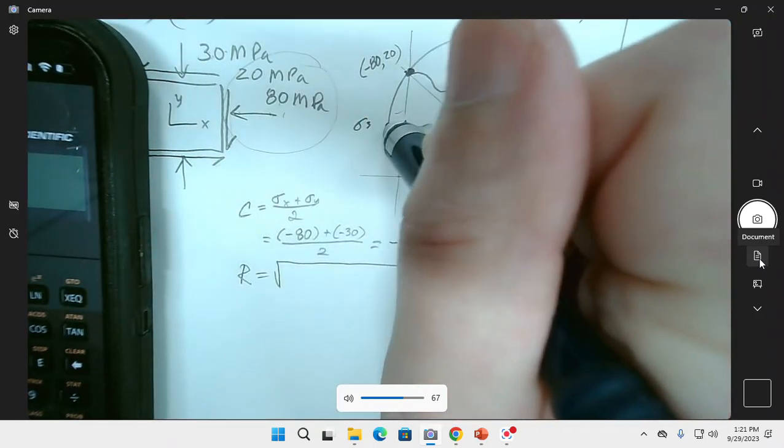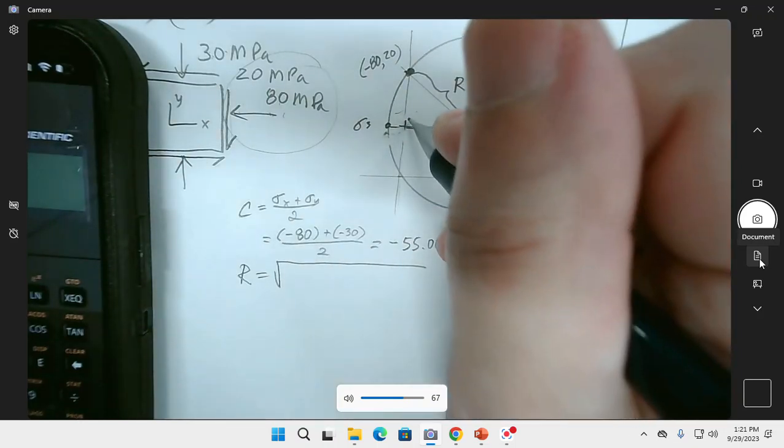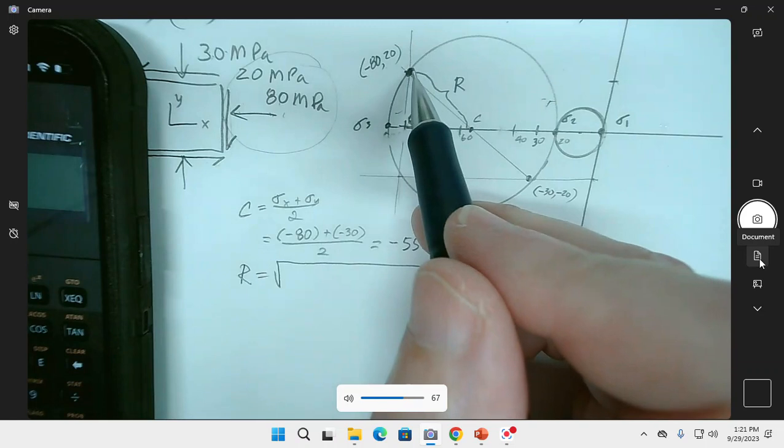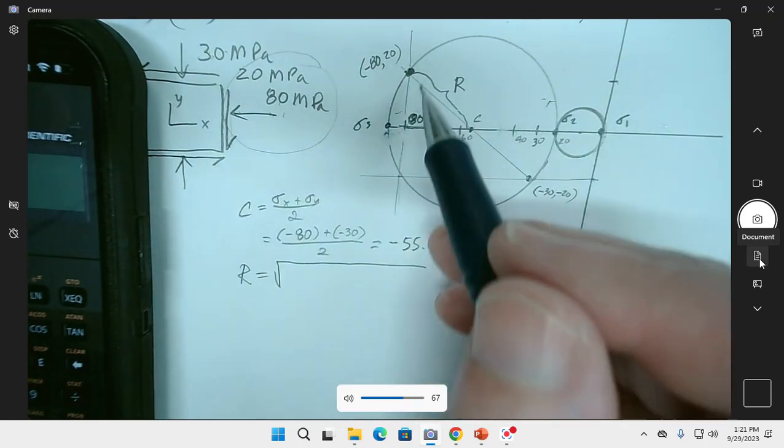Somehow I managed to write an 80 in a terrible spot. Here's my 80. It should have been right there. Right, that should have been the location of the 80. I don't know why it showed up over there.